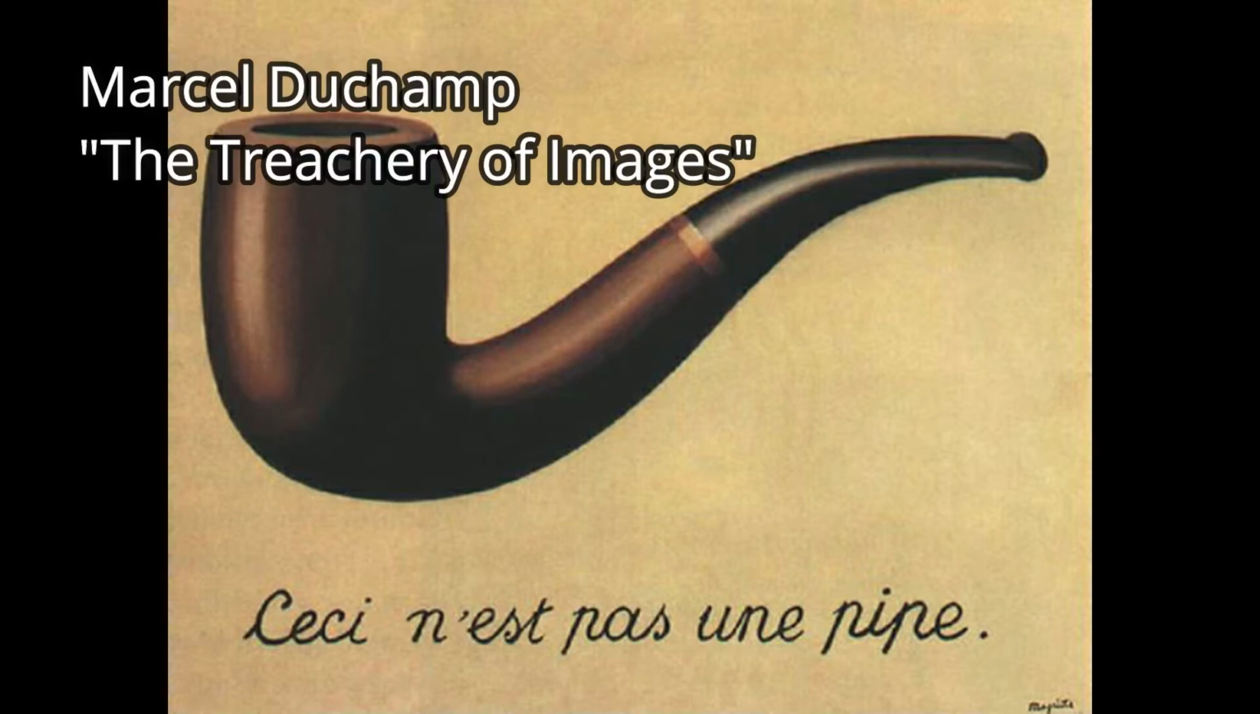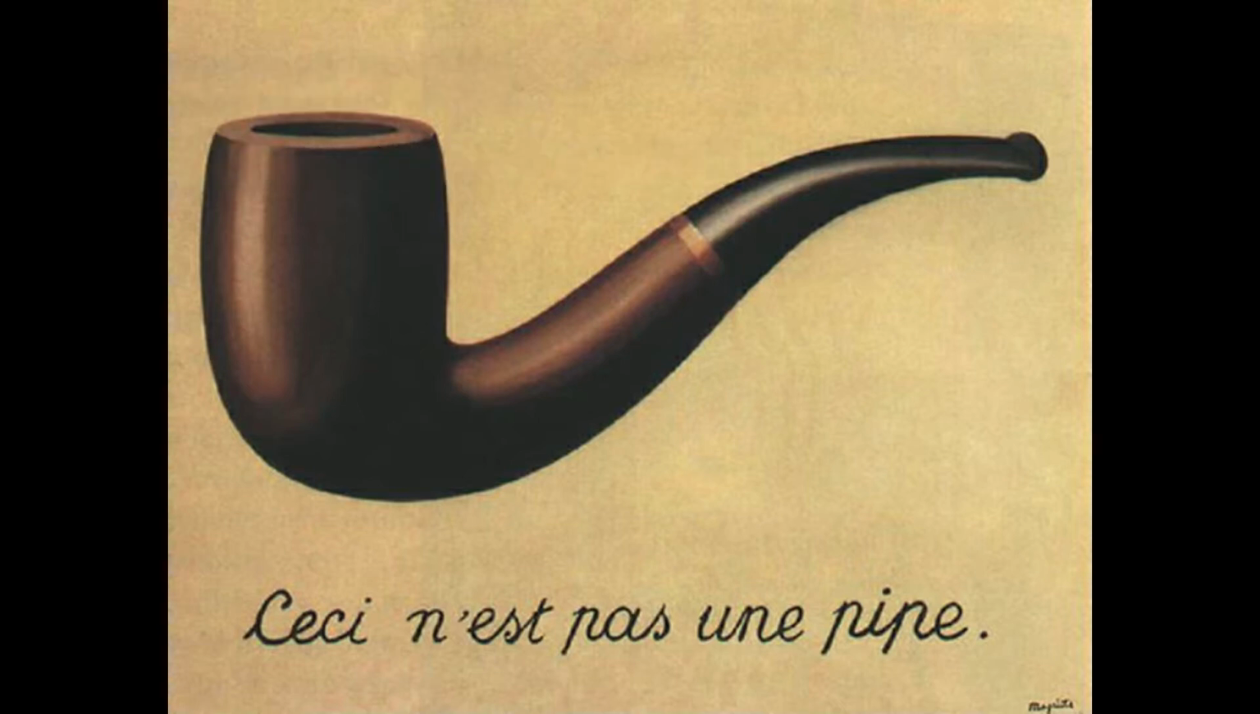The image that sums it up best for me is called The Treachery of Images, and it's by René Magritte. And here in French it says, "This is not a pipe." And it's not a pipe, it's a painting of a pipe.